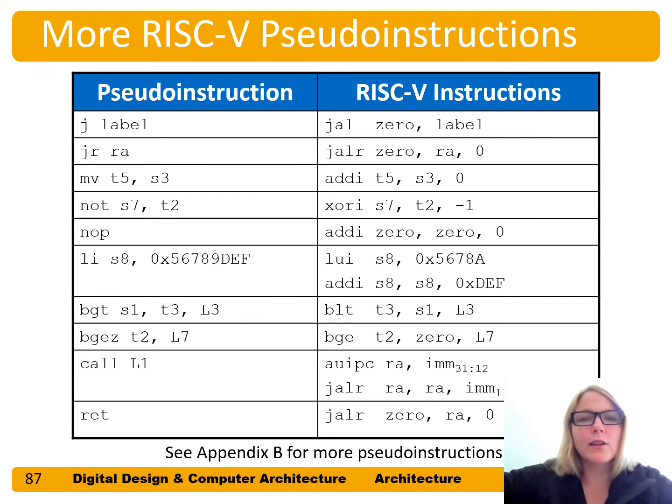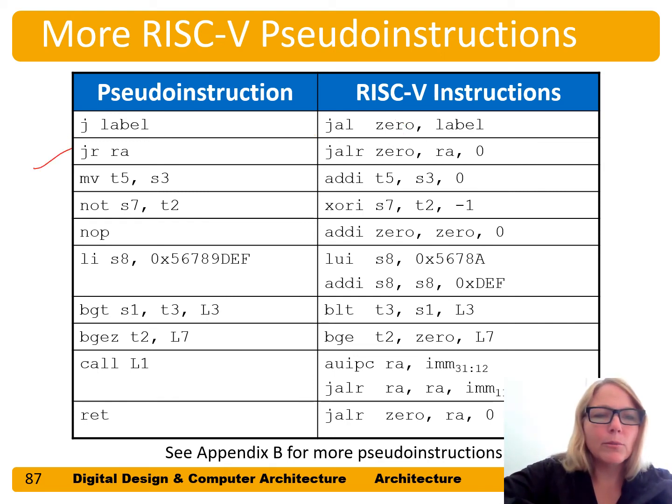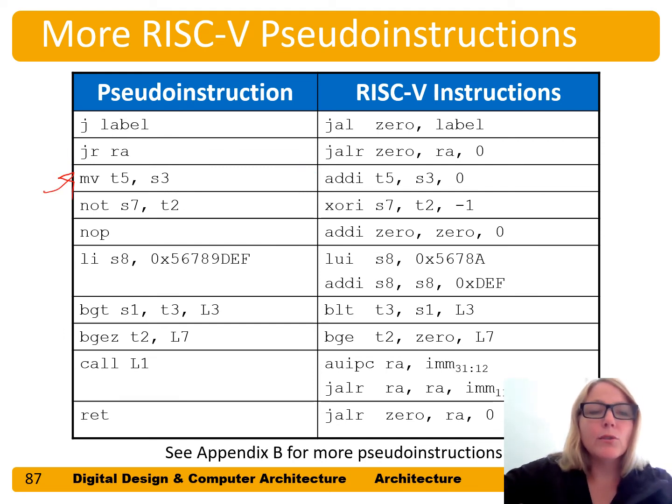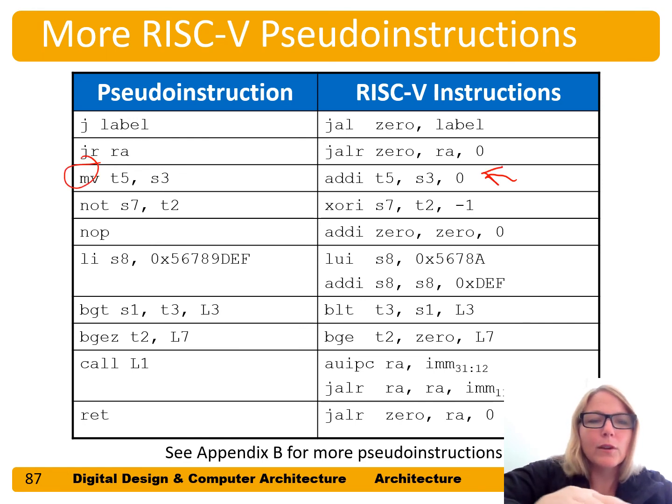So here are some other RISC-V pseudo instructions. We have jump label, which we talked about, which is like jump and link. The destination register isn't written. Put 0 there and just jump to the label. Jump register RA, we talked about that one. And here's a move pseudo instruction. Again, it's not a real RISC-V instruction, but we can implement it. Move says move the contents of register S3 into register T5. Well, yeah, we can do that. It's clear this is a move. I know what I'm doing.